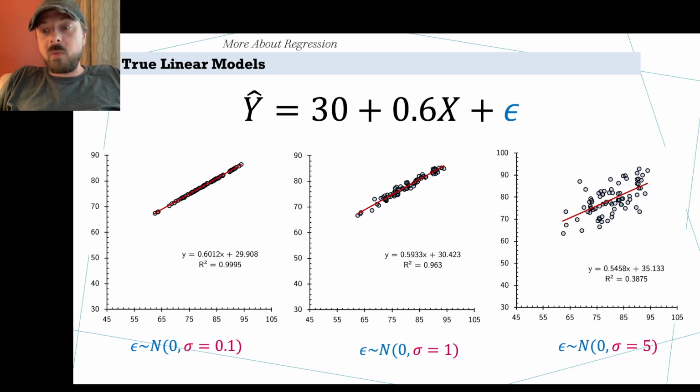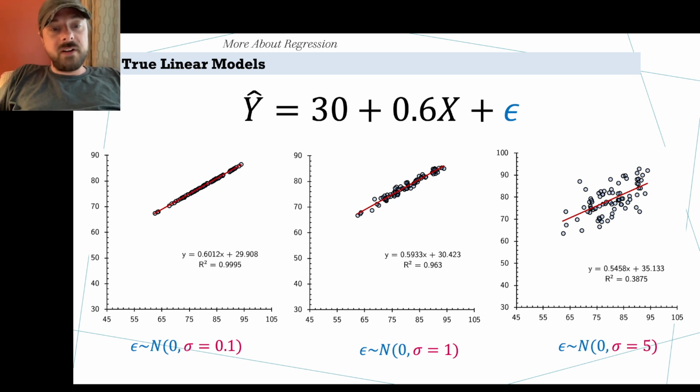Notice R squared is 0.375. The square root of 0.375 is like 0.6125, that's around 0.6 for a correlation, a little bit more than 0.6, which would make this a moderate relationship. And just to your eye, you can see there's a lot more variation away.